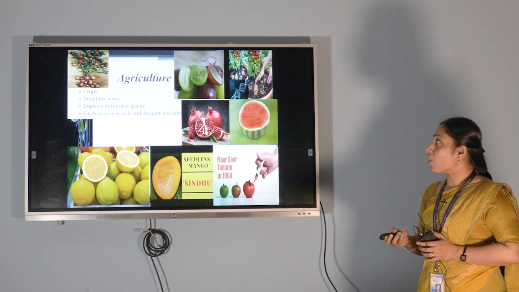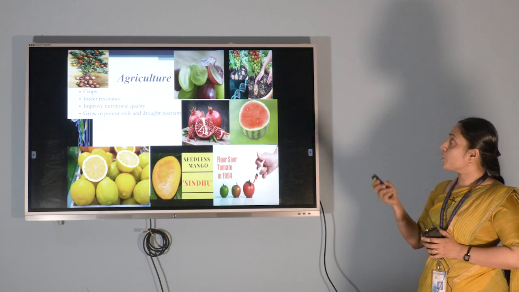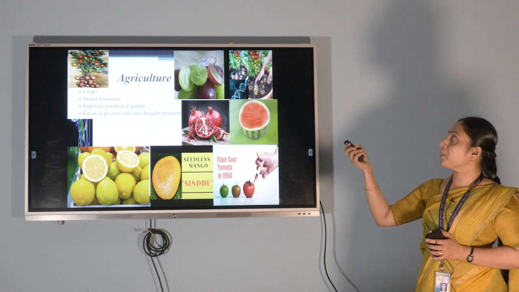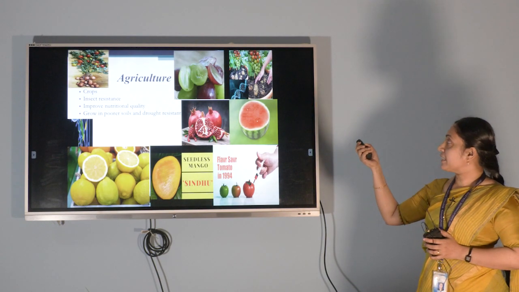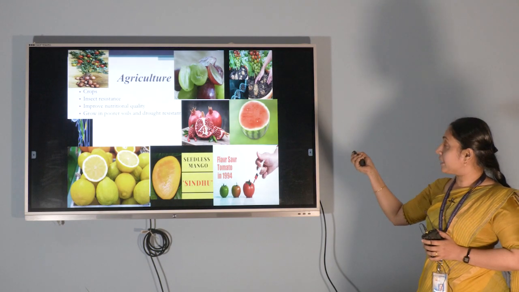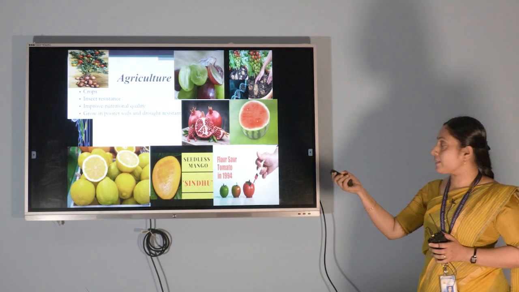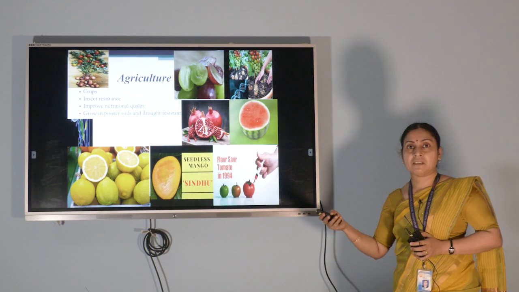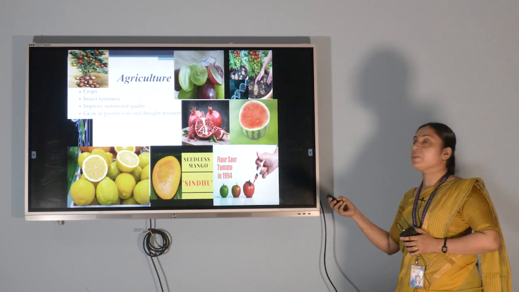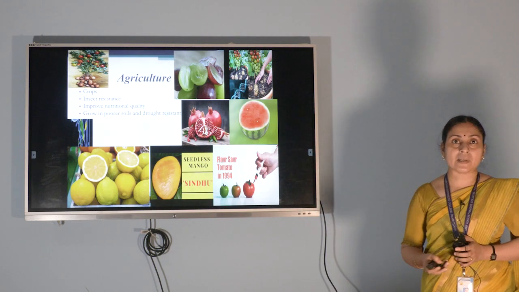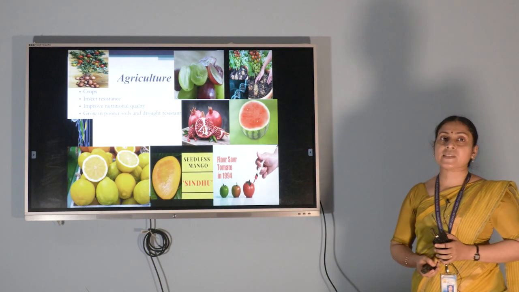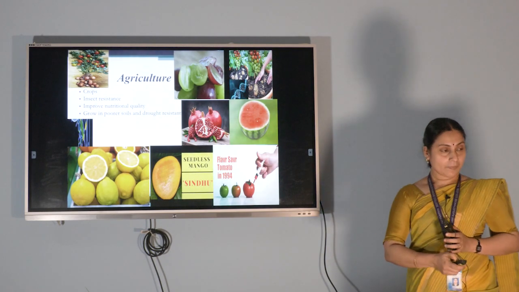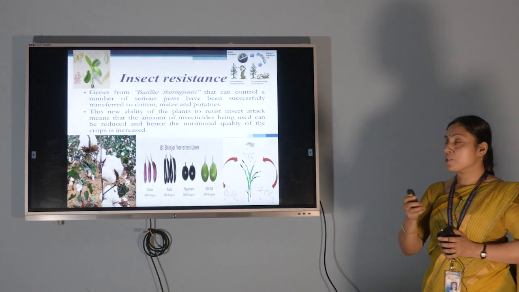Then another important area is agriculture. In agriculture we are working on crop production and improved nutritional quality, growing in poorer soils, and drought resistant plants. Here are some examples: a single plant that has potato and tomato, known as tomato, seedless grapes, seedless watermelon, seedless pomegranate, seedless lemon and mango, and the Flavr Savr tomato, a delayed food ripening tomato. All these were developed based on bioinformatics sequence studies.